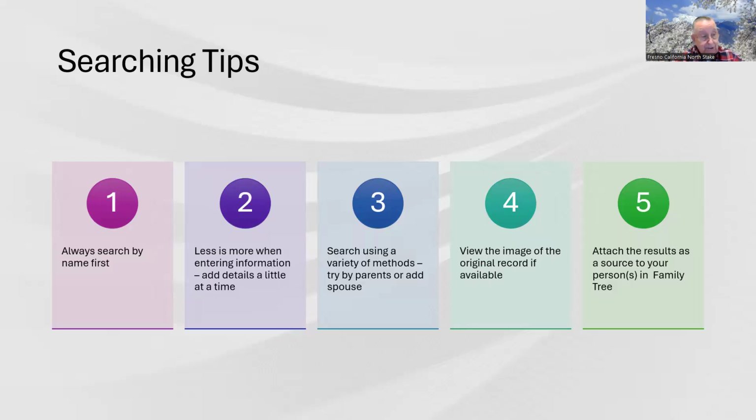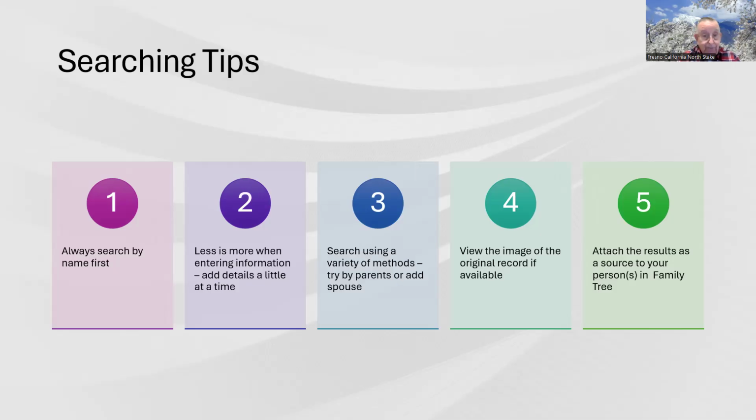Okay, some general searching tips when you're looking for records where there are names. You're always going to want to search by name first. You're going to want to remember the motto or the mantra, less is more when entering information. Usually, the less you put in, the better opportunity you have of getting what you're looking for. When you put in too much, it just garbles things and moves the good responses you want way down the list often.